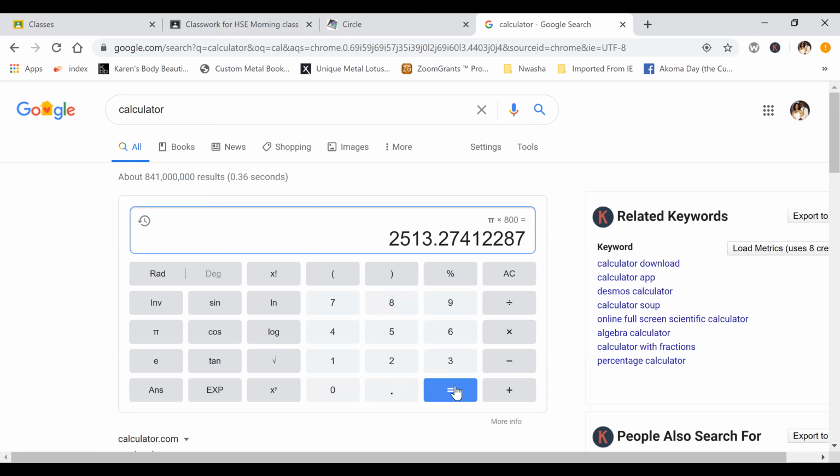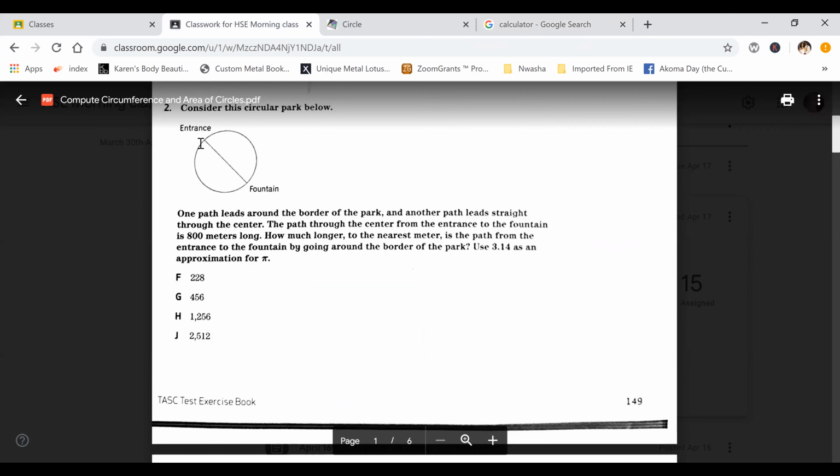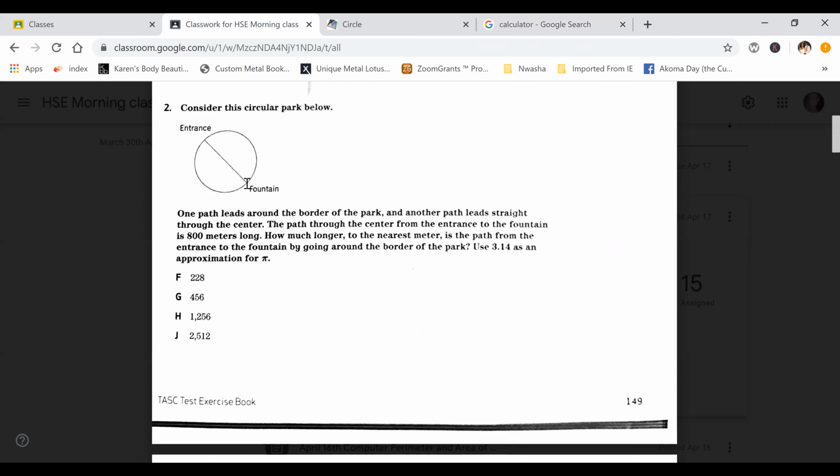So when you do this times 800, you're saying to yourself that that is the circumference. But you're correct to do the 1256 because you're only going halfway around the circumference. So if they tell you to go from the entrance to the fountain, that is half of the circle. Right? Yes. So you should have the number 1256, but you want to think about what Elise was saying. It was Elise, right? Yeah.